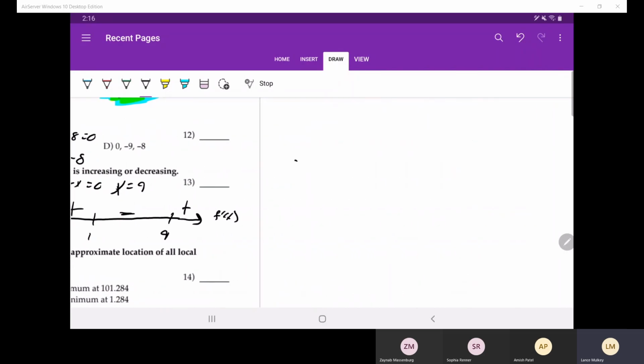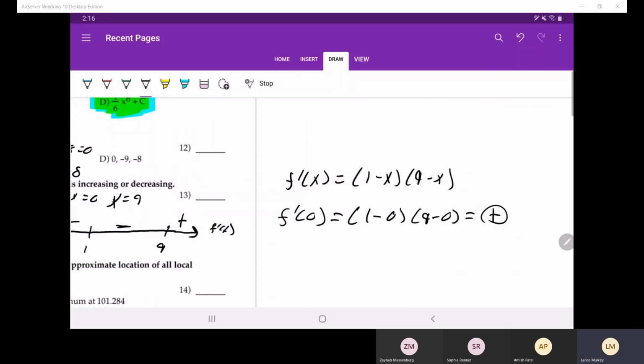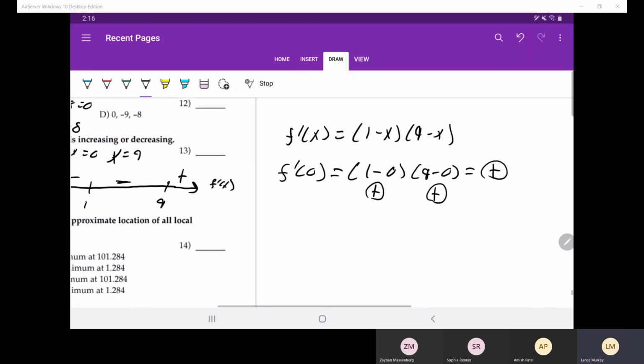So let's say f prime of x equals 1 minus x times 9 minus x. So we have 1 here. We need a number that's less than 1 to plug into the equation. The easiest number that's less than 1 is 0. So always pick your easiest number. So 1 minus 0 times 9 minus 0 equals a positive number. So you have positive, positive. Positive times positive equals positive. Don't even worry about the sign. Get your positives and negatives.